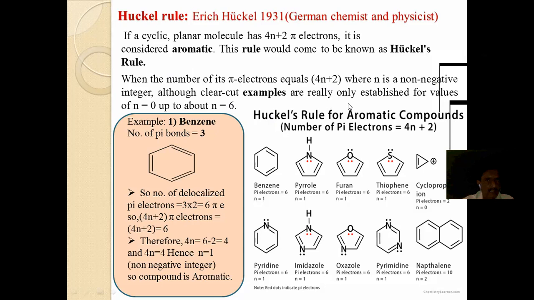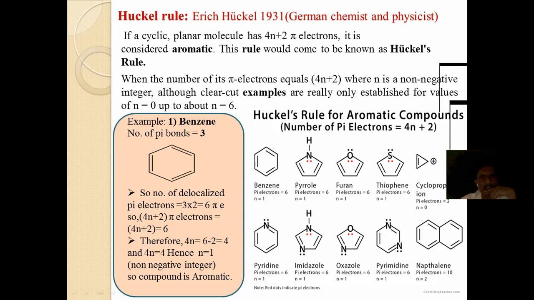Although clear-cut examples are really only established for values n is equal to 0 up to n is equal to 6. काहीच लक्षात नाही आलं, जस्ट आता पुढे बघूया बेन्झीनच्या एक्झाम्पल मध्ये. लक्षात आलं, बेन्झीनचा एक ब्लॉक दाखवला. ओके, जस्ट यू सी हाऊ 4n+2 और हुकेल रूल इज ओबेड बाय बेन्झीन. बरोबर आहे, बेन्झीन हुकेल रूल फॉलो करतं. का फॉलो करतं आणि कसं फॉलो करतं आपण बघूया.